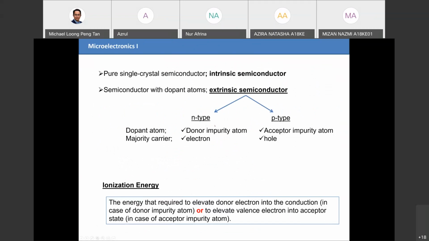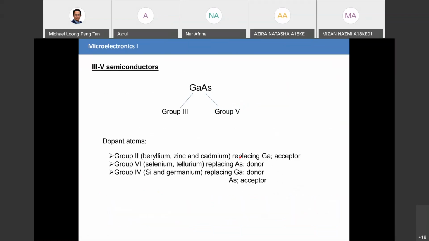You have N-type and P-type, and when you try to define these, make sure that you understand to put in all the keywords here. You have to mention the conduction band and you have to mention the valence band. Okay, so this is all right. We already saw this last week. For group 3, 4 semiconductors, how do you dope it? If you want to become N-type, what do you do? When you become P-type, what do you do? This is already covered.